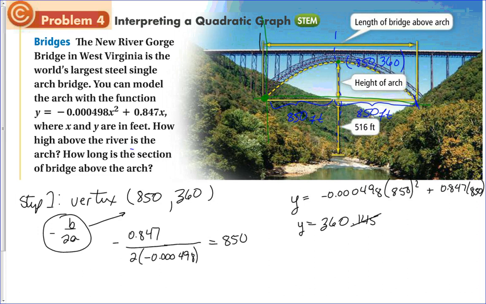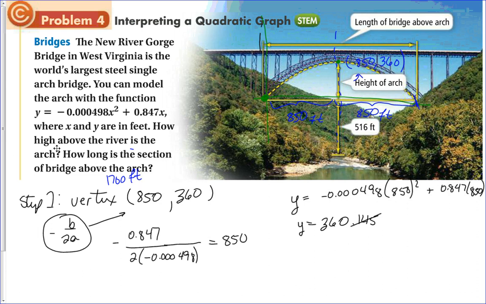So how long is the section of bridge above the arch? Well, it's simply 850 plus 850, which is 1,700 feet. All right, so that answers the second part of the question here. The length of the bridge above the arch is found by taking the x-coordinate of your vertex and doubling it, because from the origin to your axis of symmetry and then from your axis of symmetry to where you cross the x-axis again is going to be the same distance. So 850 times 2, 1,700 feet.